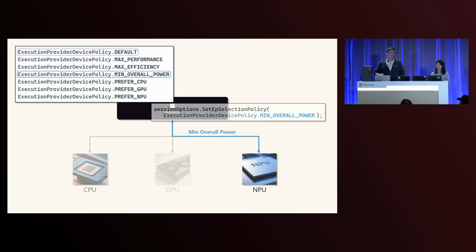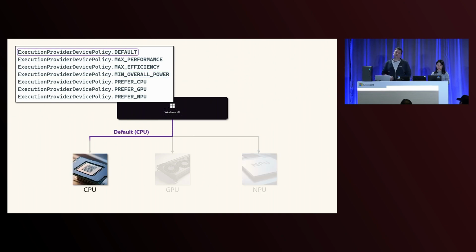If you don't set a device policy at all, or if you set the default policy, then Windows ML will just run things on the CPU. The CPU gives the greatest range of capacity. Every device has a CPU. It runs across the most types of different models out there, and it's going to give the best accuracy inference across that wide range as possible.